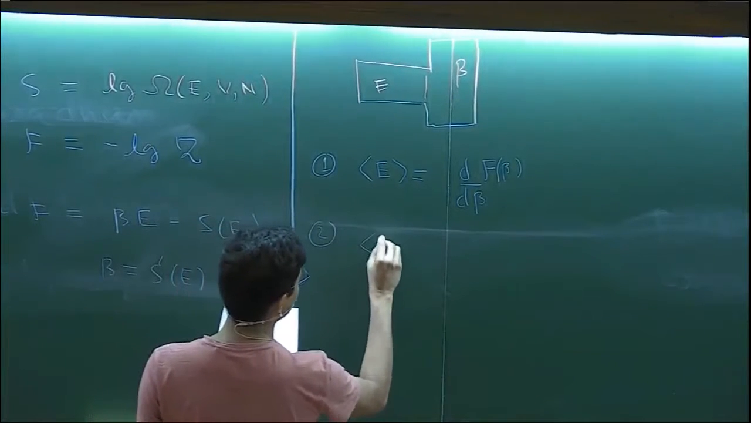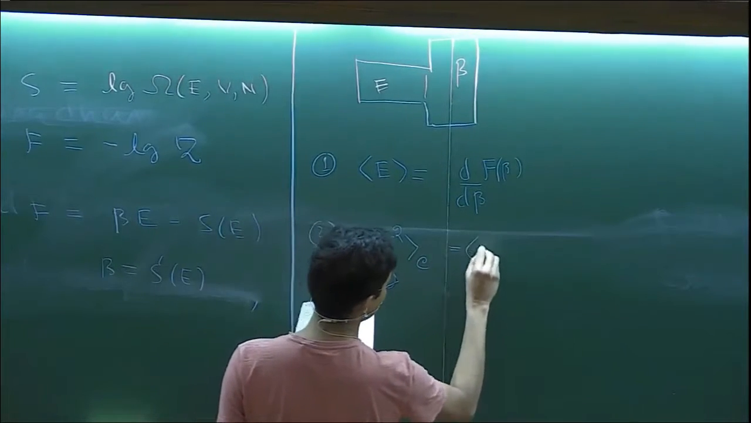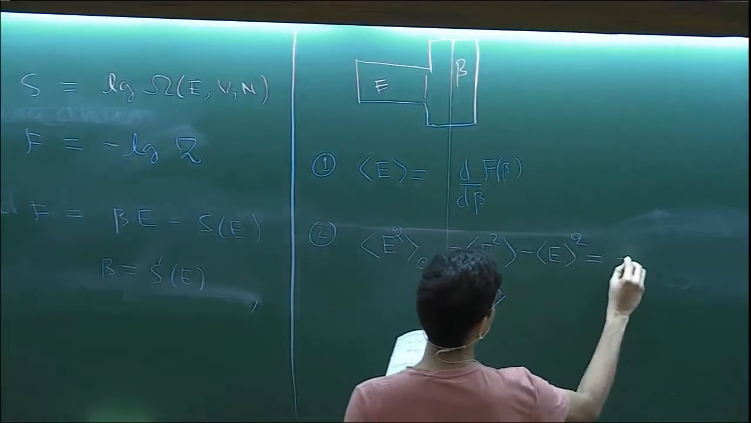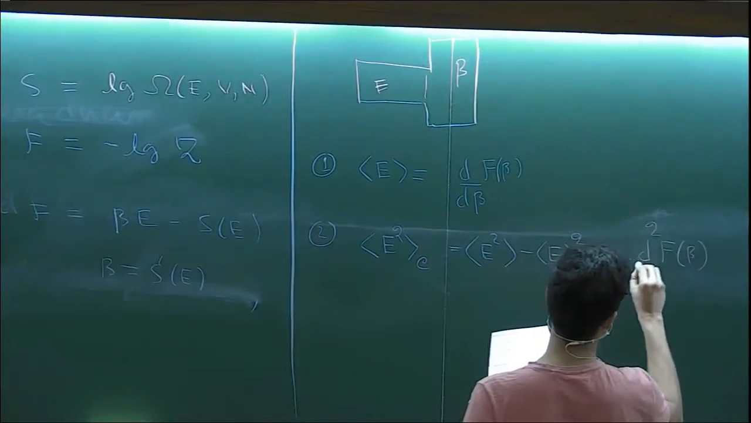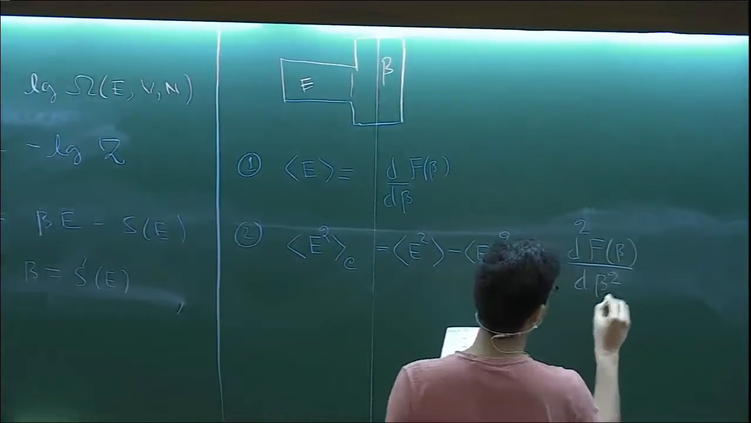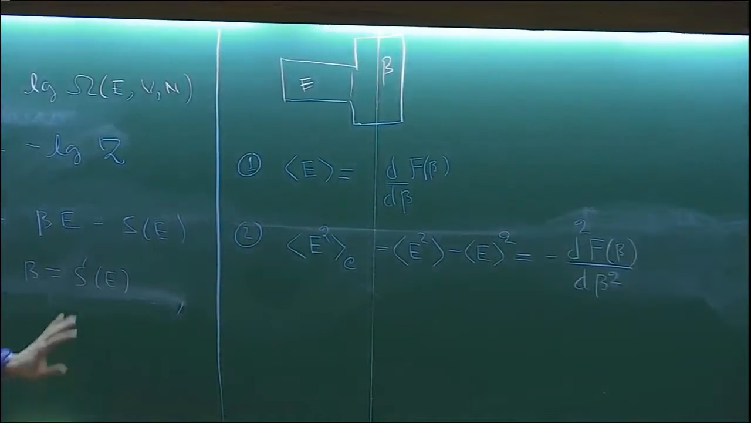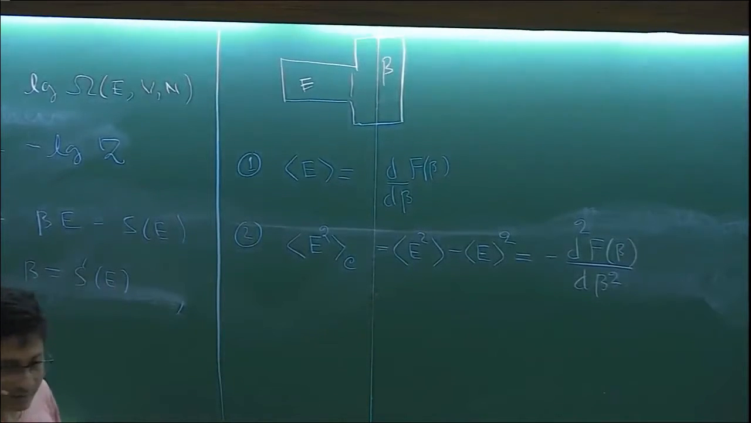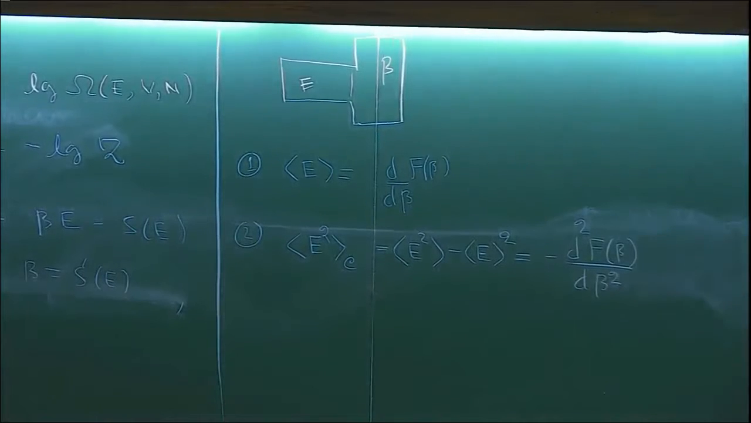We also know that if I look at the fluctuations of this energy, this is the second derivative of the free energy. Now, what about higher moments of this energy? And actually, what about the full probability distribution of the energy? Can one write it down in terms of the same thermodynamic potential? And you all know that one could write it down. So let's just write it. I want to calculate the full probability distribution of the energy.